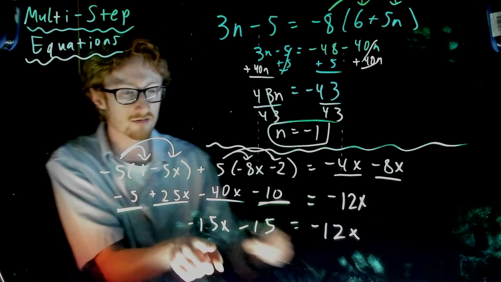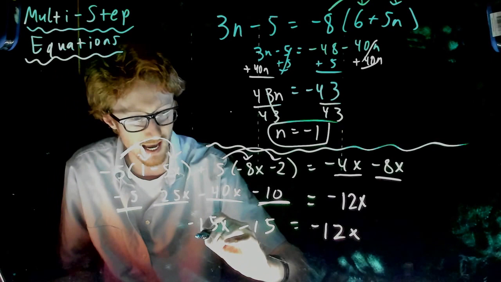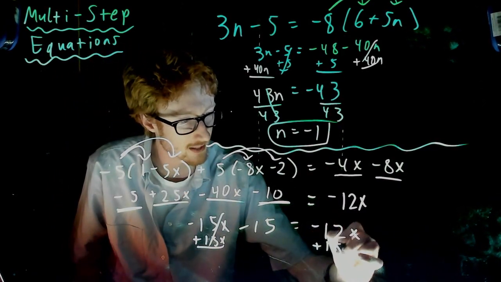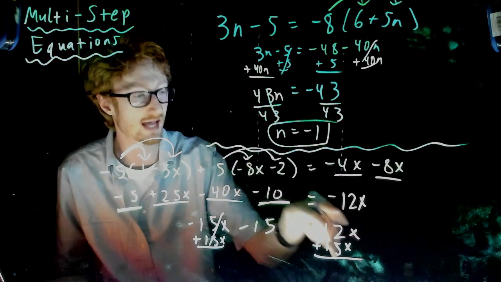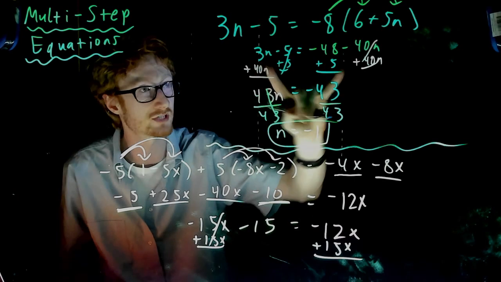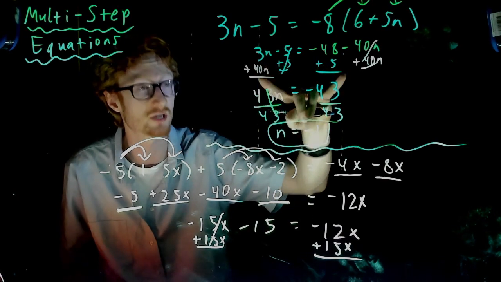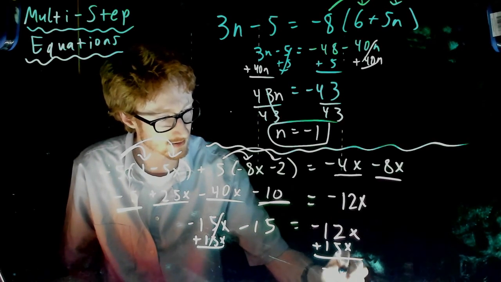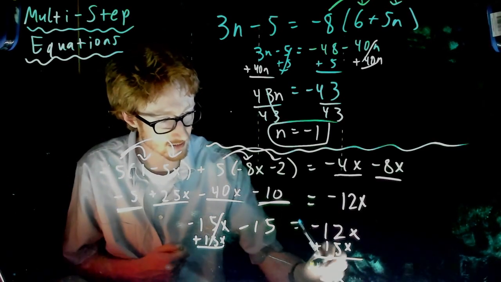So let's move this negative 15x over to the other side. So let's add it over. Plus 15x here. Let's add it over to this side where the x is. Notice that the x's are always on top of each other, and my numbers were on top of each other, and anything with a letter was on top of each other as well. So negative 12 plus 15 is 3x, and this equals negative 15.